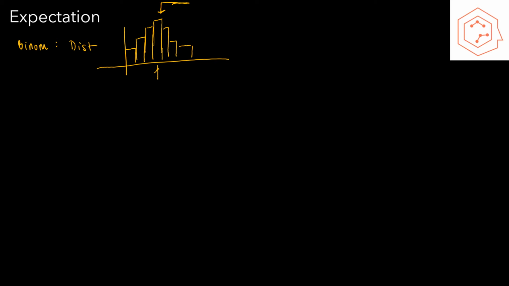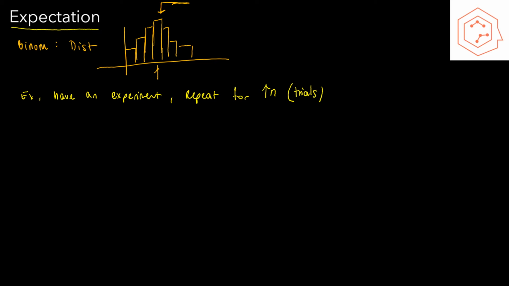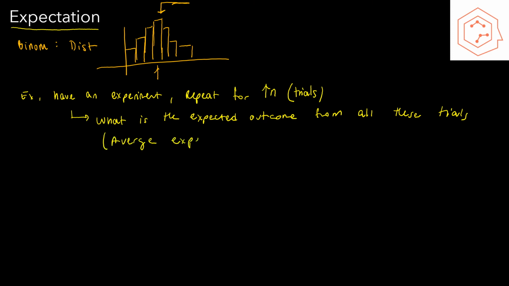Now, we want to go further and talk about expectation. For example, let's say we have an experiment. This can be any experiment. And we repeat this experiment over and over again for a long time, for lots of trials. So for a large amount of n, where small n is simply trials, our question is, what is the expected outcome from all these trials? So the average expected outcome.